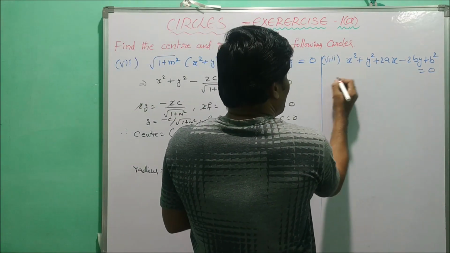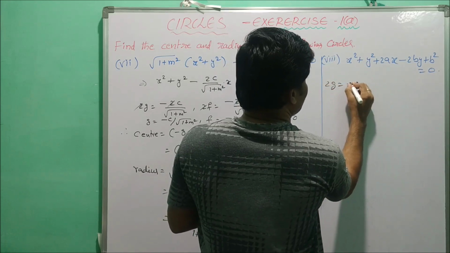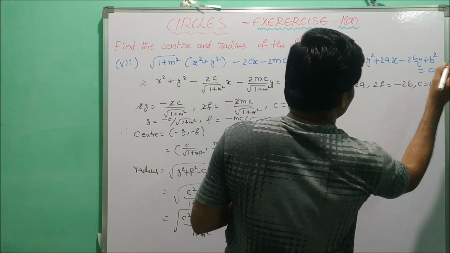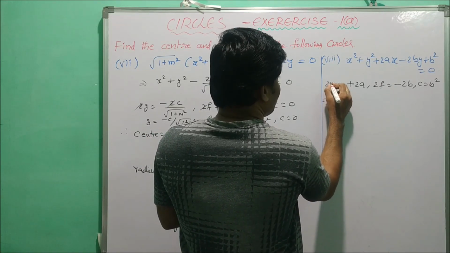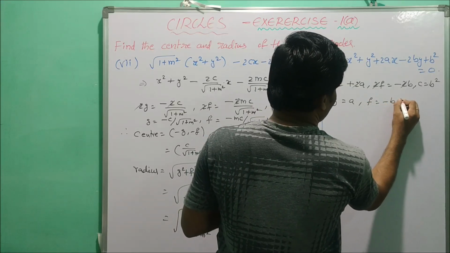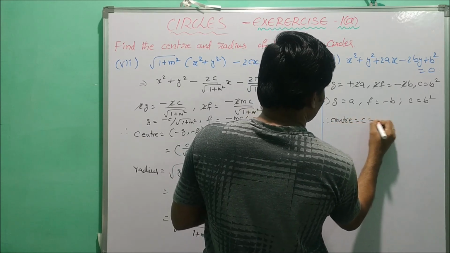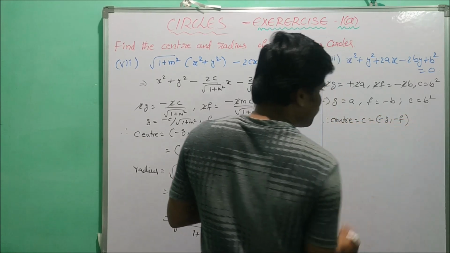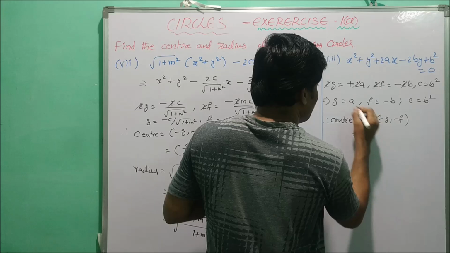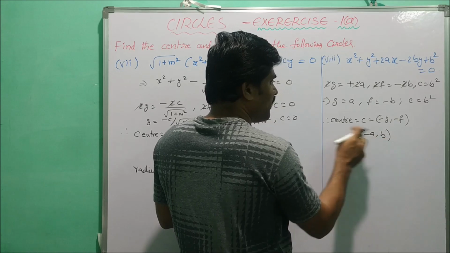Similarly, in this one, here we compare with general form of circle. 2g equals to plus 2a, 2f equals to minus 2b, c equals to b square. Now which implies here cancel with 2. So g equals to a. Here also cancel with 2. F equal to minus b. C equals to b square. Therefore center equals to ordered pair minus g, minus f. Now we write g and f in this ordered pair. So minus g means minus a. Minus f means minus of minus b, plus b. So minus a, plus b is the center.